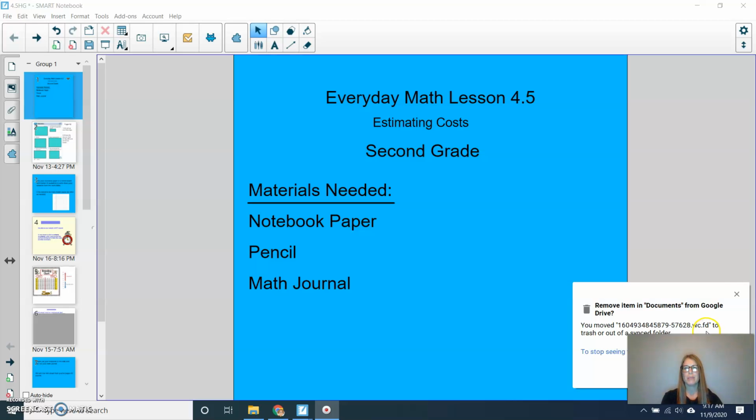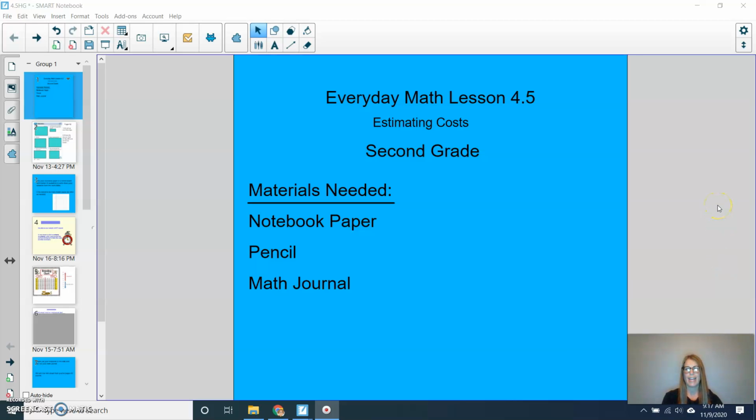Hi boys and girls, welcome to Everyday Math Lesson 4.5, Estimating Costs. The materials that you'll need today: notebook paper, your pencil, and your math journal.